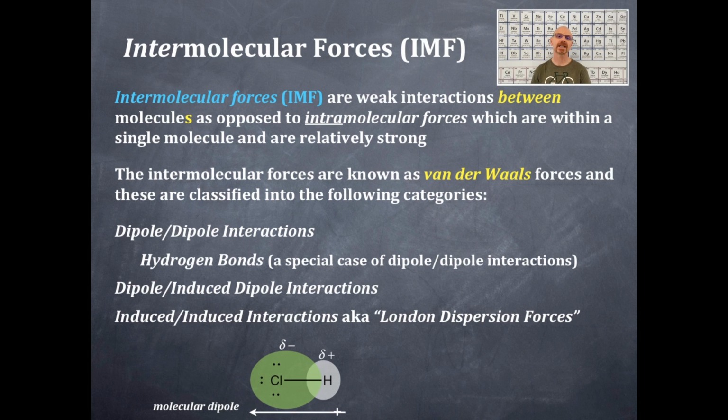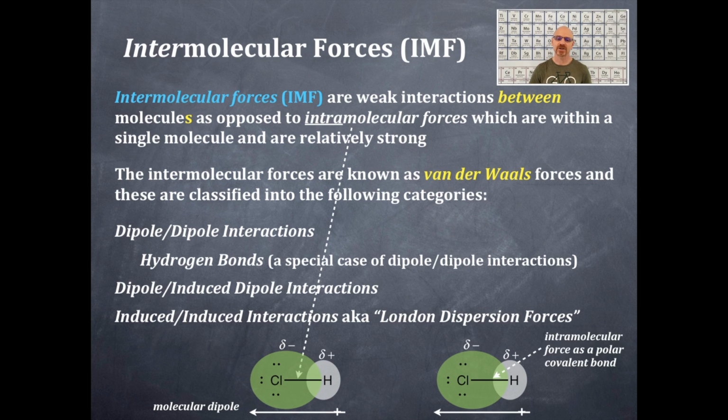That is, the chlorine is drawing electrons away from the hydrogen within that polar covalent bond. Okay, so that is an intramolecular force. That is, that polar covalent bond is an intramolecular force. Here's another hydrogen chloride, hydrochloric acid molecule. Okay, again, an intramolecular force is that polar covalent bond, as I denoted earlier. There's a charge separation between the chlorine and the hydrogen.